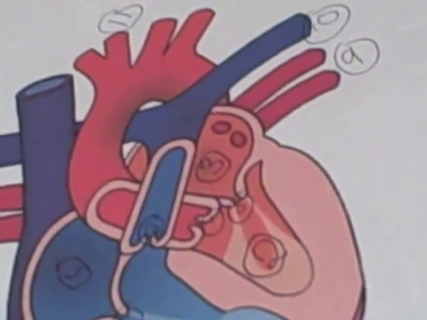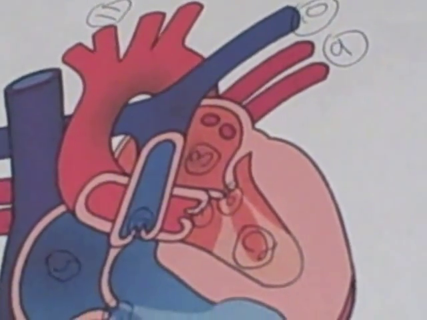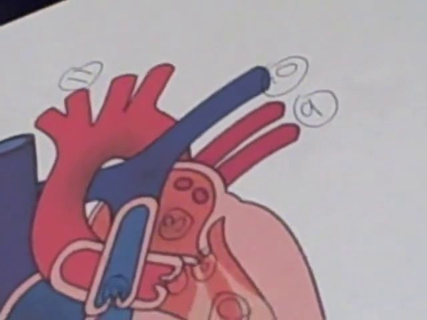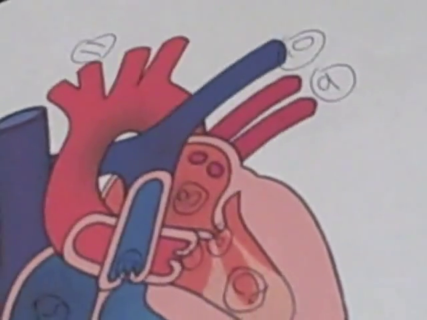Number 7 is the aorta valve. Number 8 is the mitral valve. Number 9 is the pulmonary vein. Number 10 is the pulmonary artery. And number 11 is the aorta.